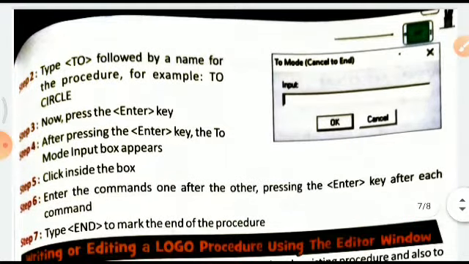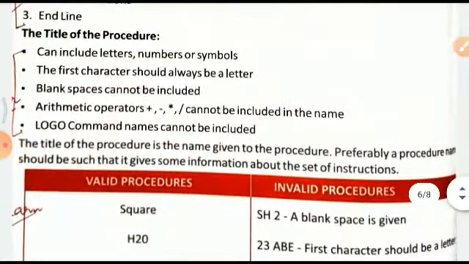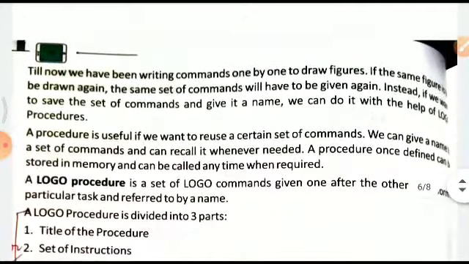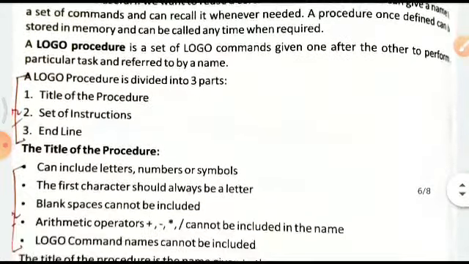Type TO followed by a name for the procedure, for example TO circle. Now press the enter key. After pressing the enter key, the TO mode input box appears. Click inside the box, enter the commands one after the other, pressing the enter key after each command. Type the END command. So it begins from here: title of the procedure, set of instructions, and the end line.